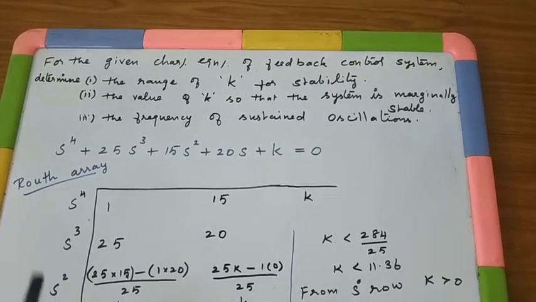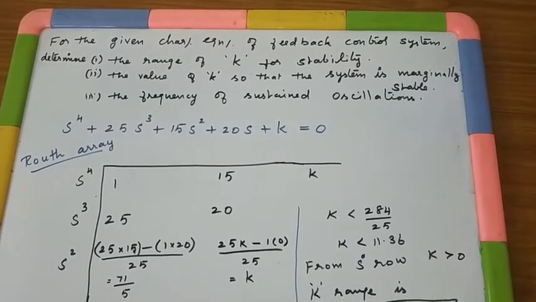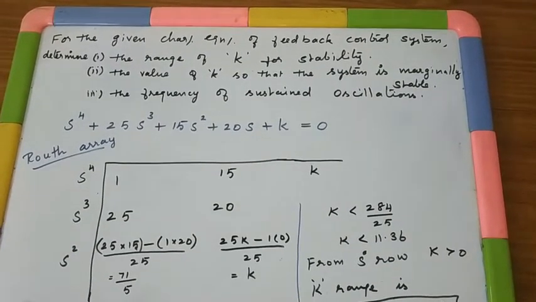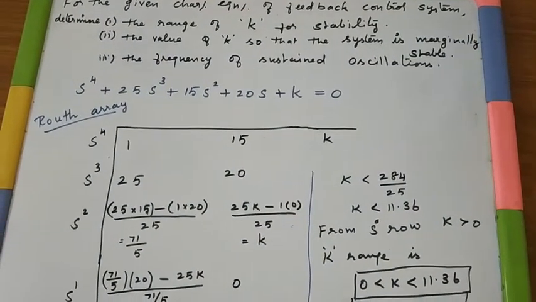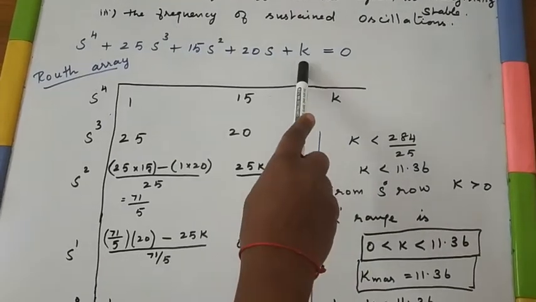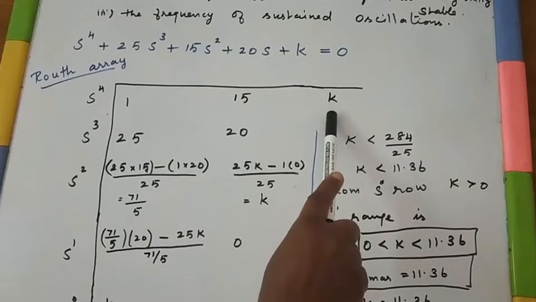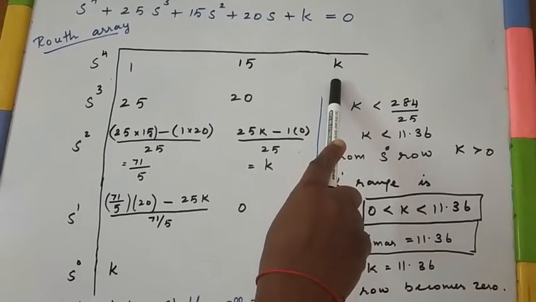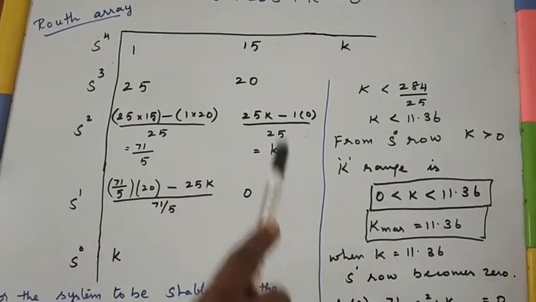First we have to form the Routh array for the given characteristic equation. From the previous videos, we know how to frame the Routh array. The same procedure we follow in framing the Routh array. After framing the Routh array, we have to examine the first column elements. Here the last value is the constant k, so in this Routh array we replace that value with k, and proceed with the complete Routh array in terms of k. That is what I have done here.